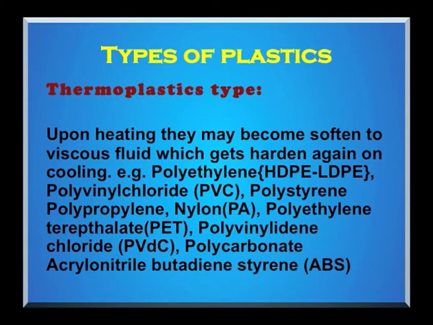The second type of plastic is the thermoplastic type. Upon heating, they may become softened to a viscous fluid which gets hardened again on cooling. Examples are polyethylene, polyvinyl chloride, polystyrene, polypropylene, nylon, polyethylene terephthalate, polyvinylidene chloride, polycarbonate, acrylonitrile butadiene styrene.